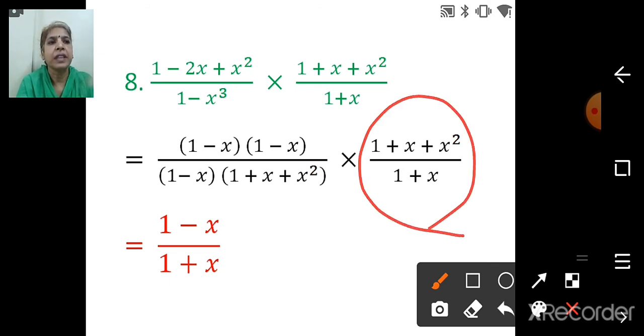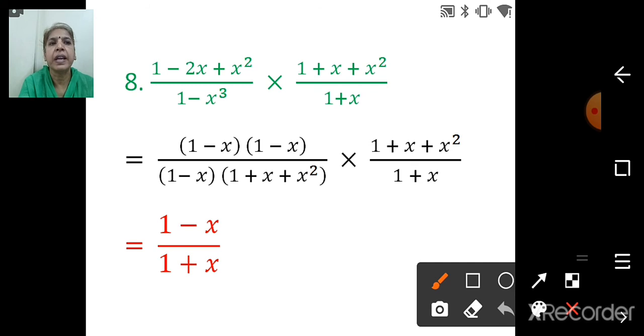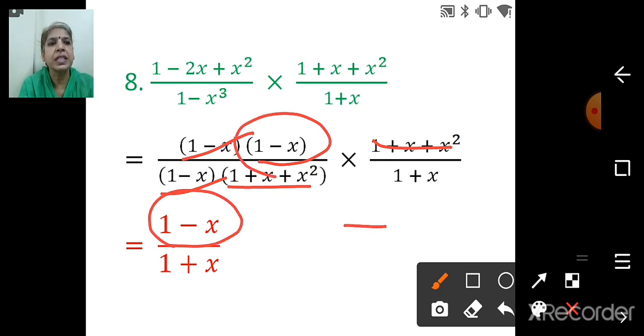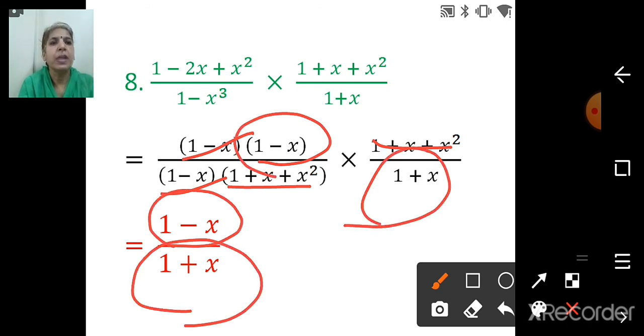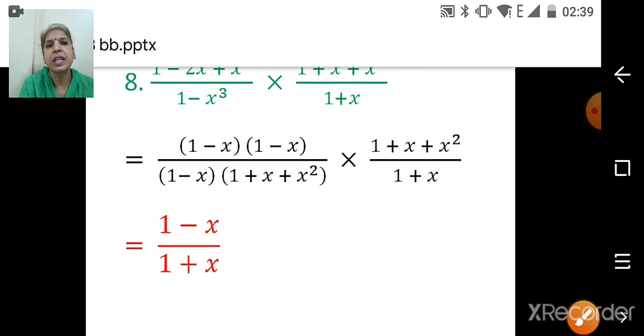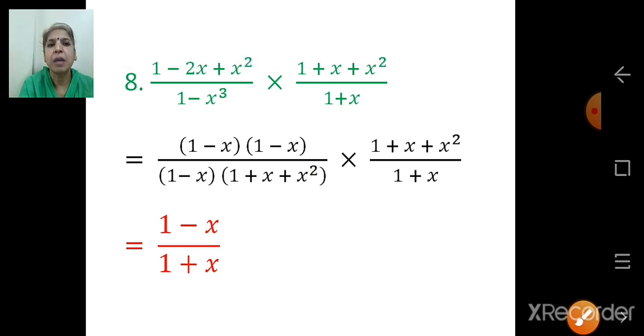So the second fraction we are writing as it is. Now divide 1 minus x by 1 minus x, and 1 plus x square by 1 plus x square. What is remaining is, in the numerator, 1 minus x, and in the denominator, 1 plus x. So our answer is (1 minus x) upon (1 plus x).